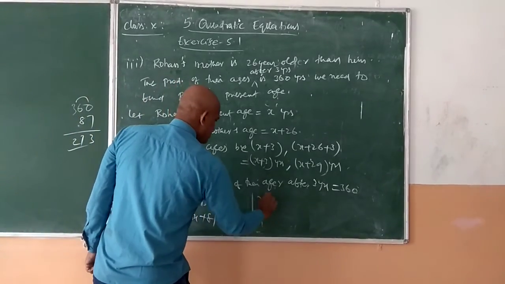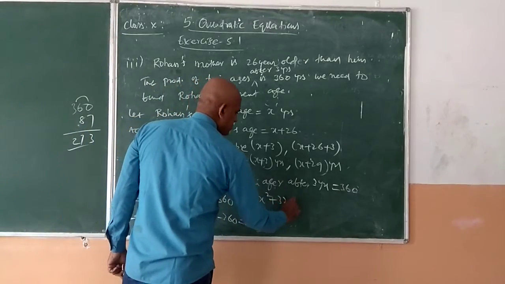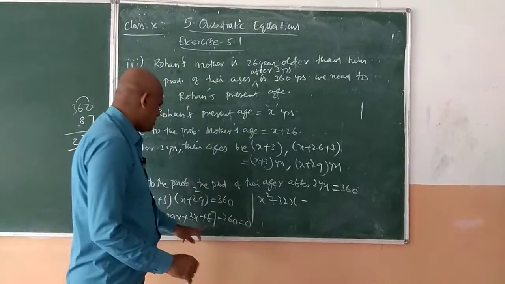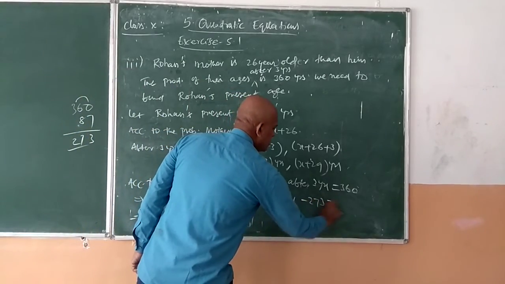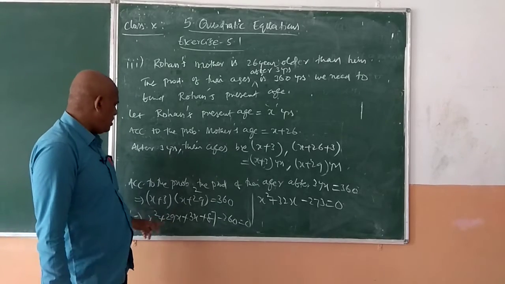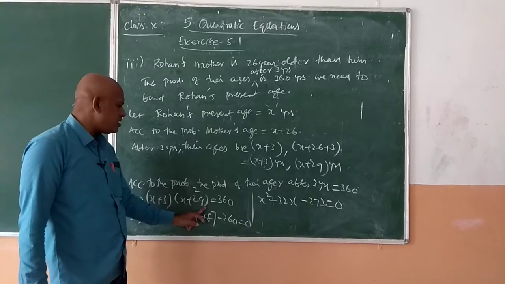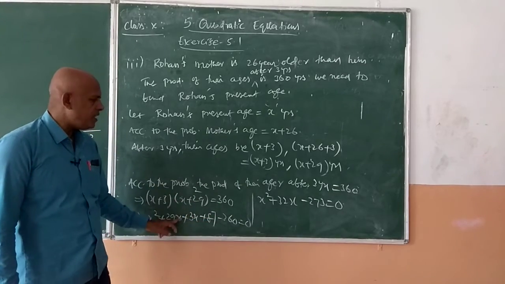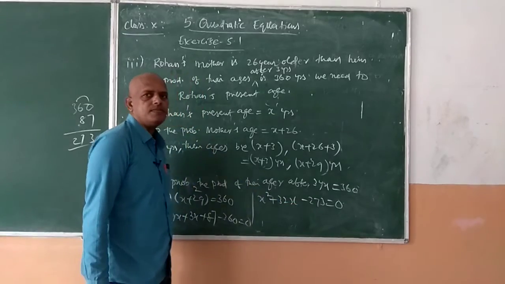So x square plus 3, 32x, 87 minus 360, 273 is equal to 0. This is the quadratic equation. So here, according to the given problem, the product of the ages after 3 years is 360. So after simplifying, what we got here is x square plus 32x minus 273 is equal to 0.